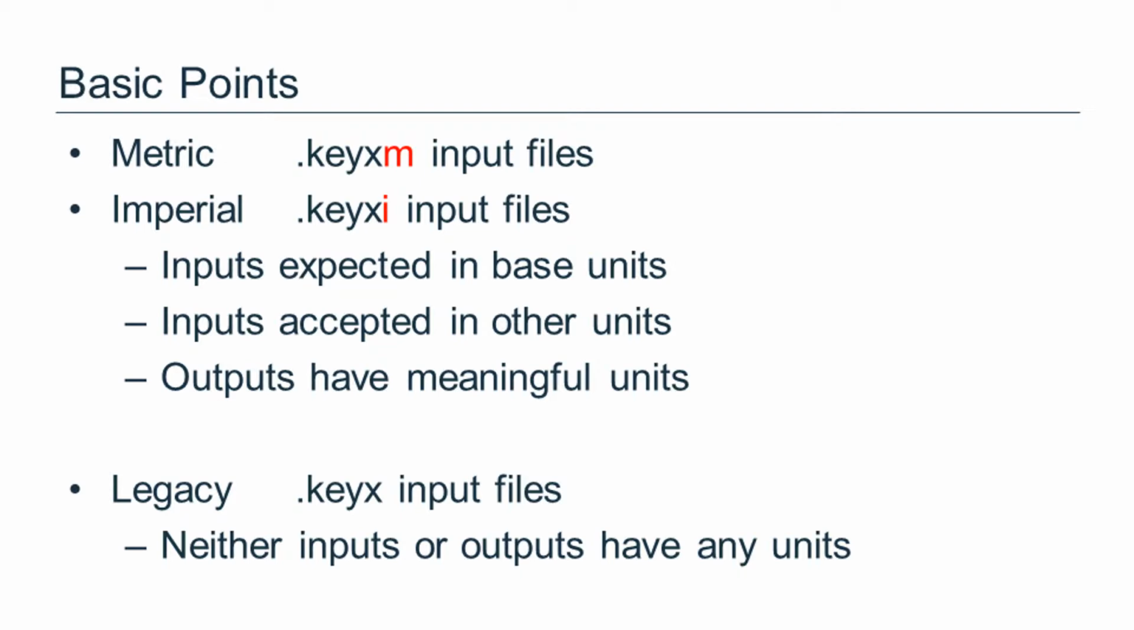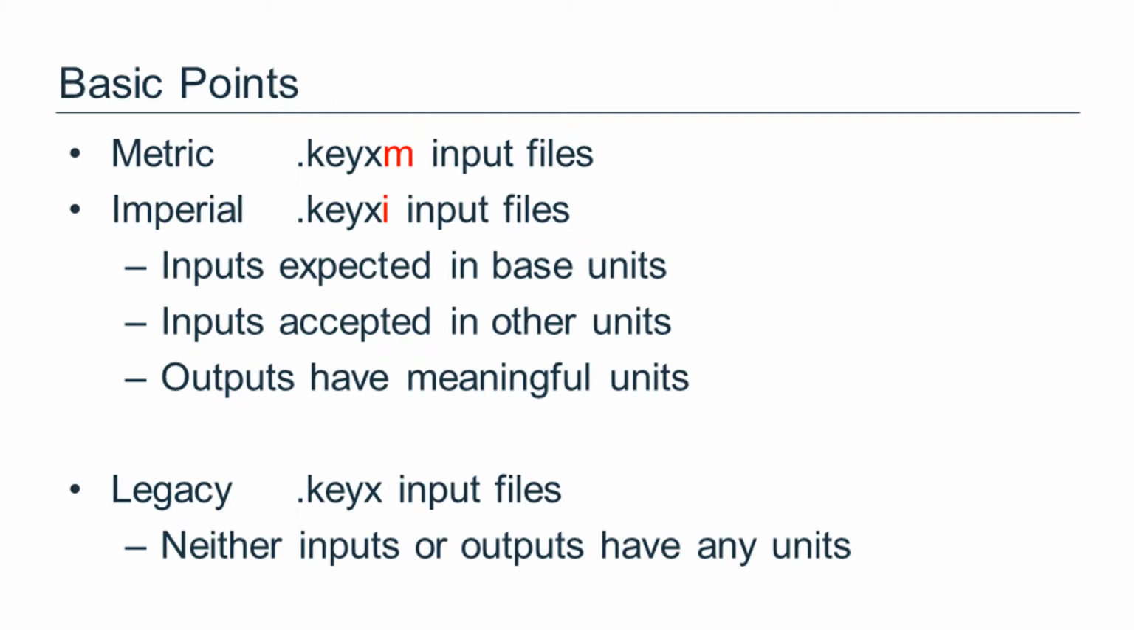So every input parameter is defined in base units, for example length in meters, but you can also define parameters in any other acceptable units, so length in millimeters, centimeters, kilometers, even feet and inches if you want to put that into a metric file. We'll cover that later. Output files also have meaningful units, so if you look at a plot of effective tension, it's in kilonewtons.